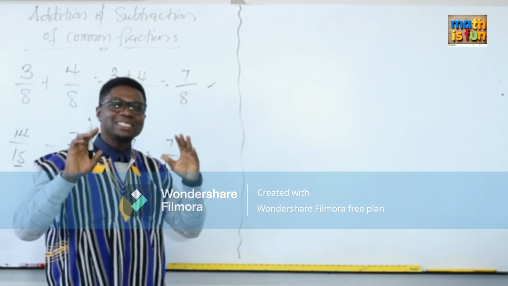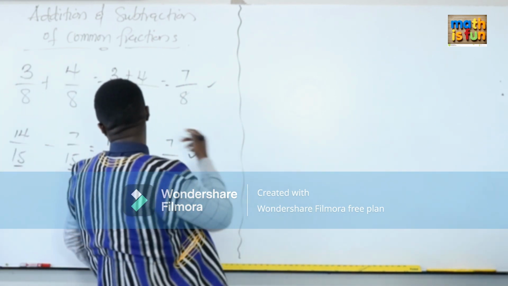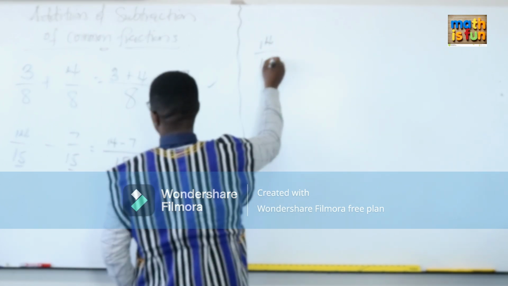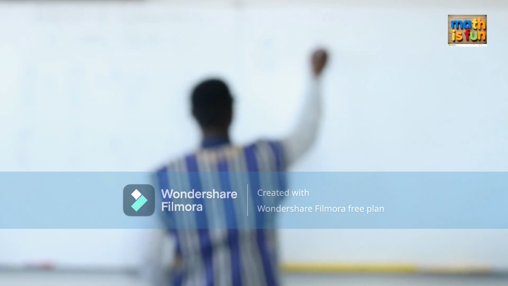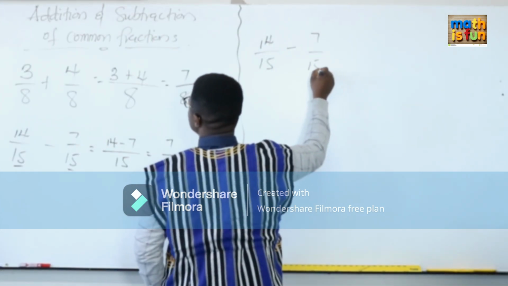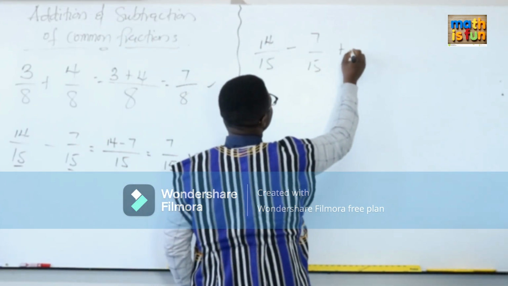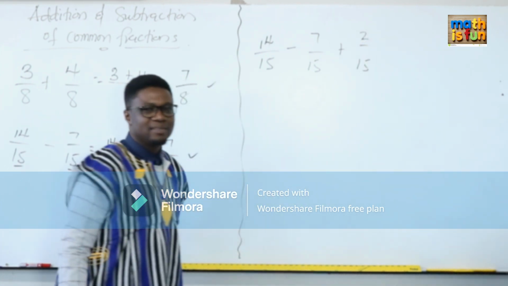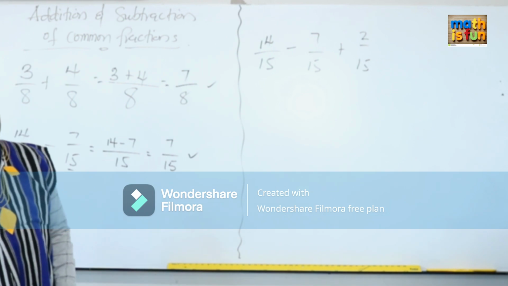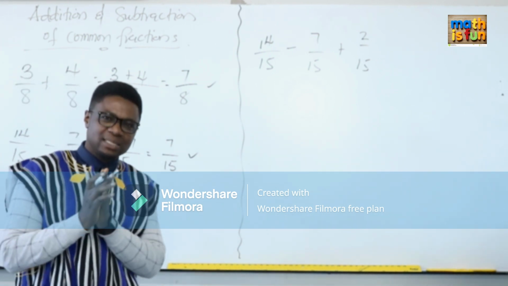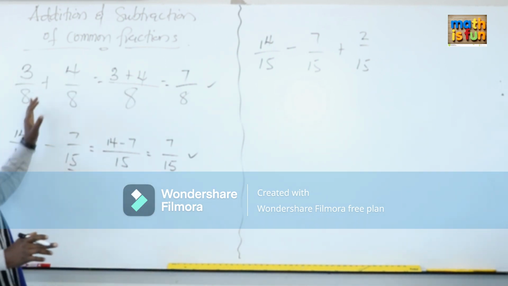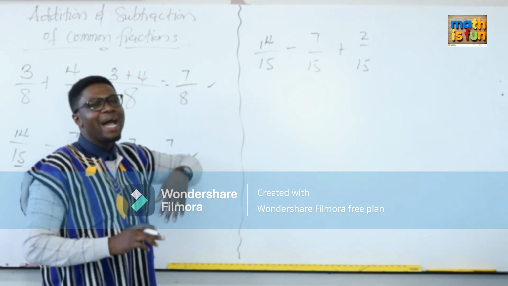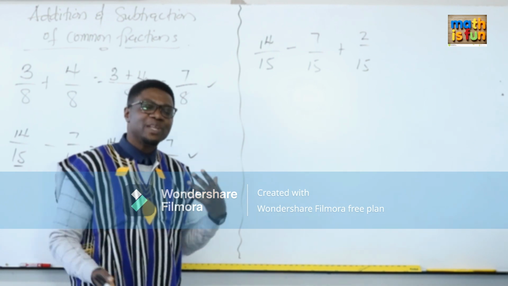Let's try our hands on something. I normally call it the problem of the day. Let's see. What if we are given 14 out of 15 minus 7 out of 15, then we are adding 2 out of 15. Okay, what will we do? Someone will say that, "Sir, you taught us that, and you are giving us that one." Yes. That is why I normally call it the problem of the day.